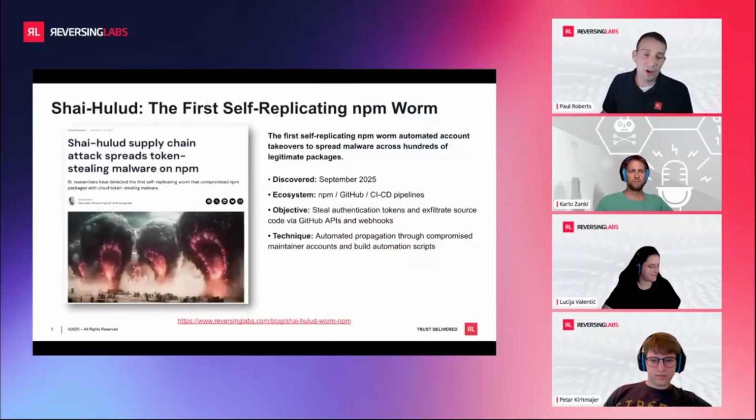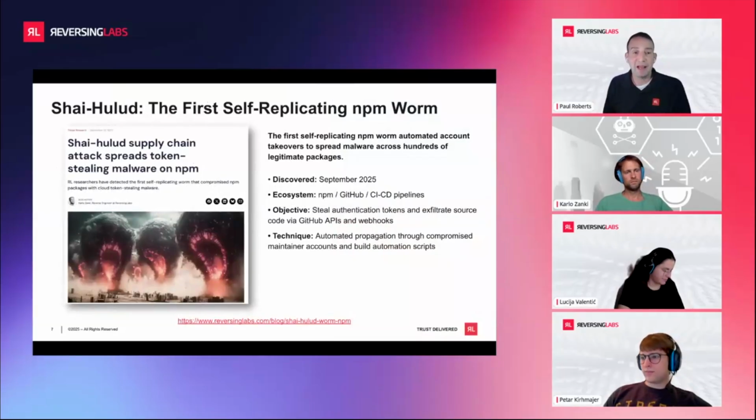Okay, let's get going. This is Shai Hulud. This is the big news of the past month, actually. Shai Hulud was a self-replicating worm that spread between packages on the NPM open source repository registry. And Karlo and Lucia, can you talk about this malware? And maybe Karlo, just start with you.